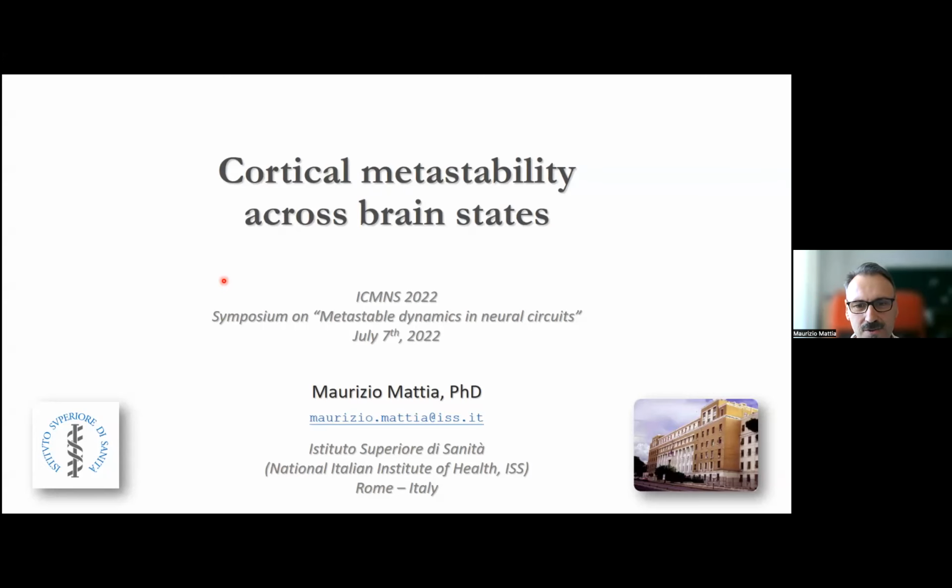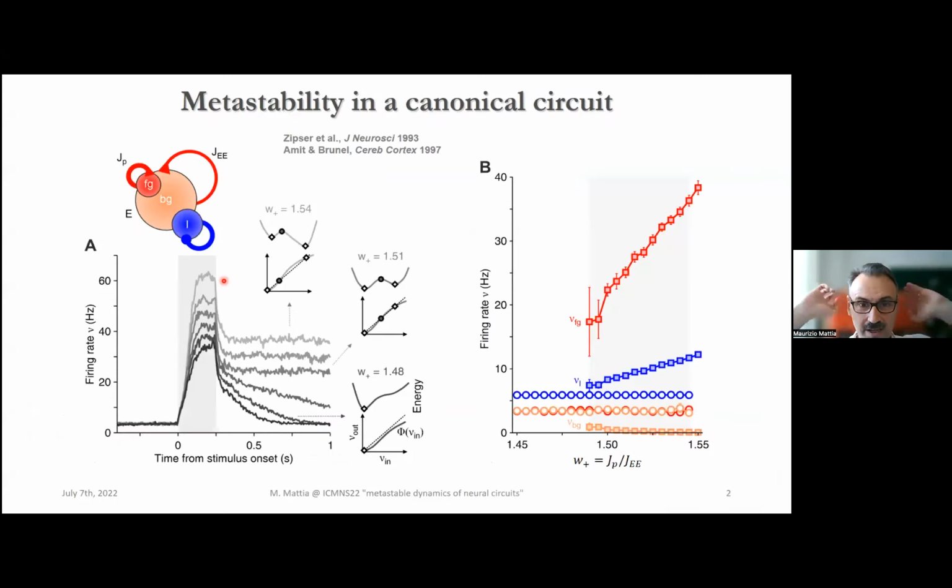And as you told, my focus will be mainly on up and down slow oscillations and how this up and down slow oscillation can display some metastability, contributing to the richness of the cortical dynamics when you move from the unconscious state to the conscious one. So when you move from anesthesia or sleep and wake up from this state, being once again conscious.